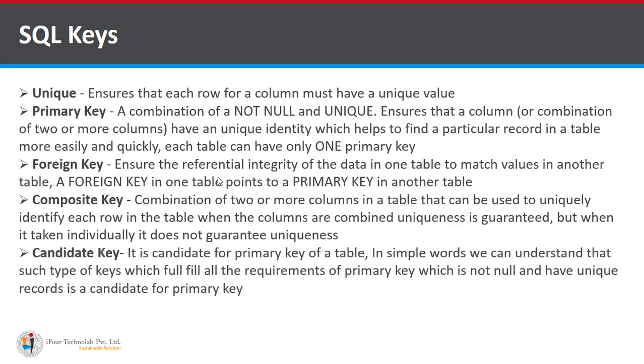What is a composite key? A composite key is nothing but a combination of two or more columns in a table that can be used to uniquely identify each row in the table. When the columns are combined, uniqueness is guaranteed, but when taken individually, they do not guarantee uniqueness. So, when you want uniqueness, a composite key is used. Candidate key: it is a candidate for the primary key of a table. In simple words, such keys which fulfill all the requirements of a primary key, which is not null and has unique records, is a candidate for a primary key.